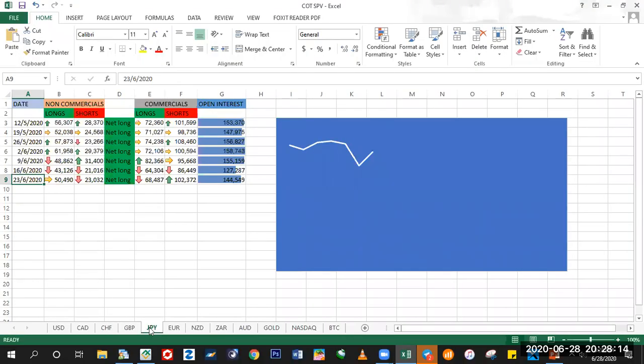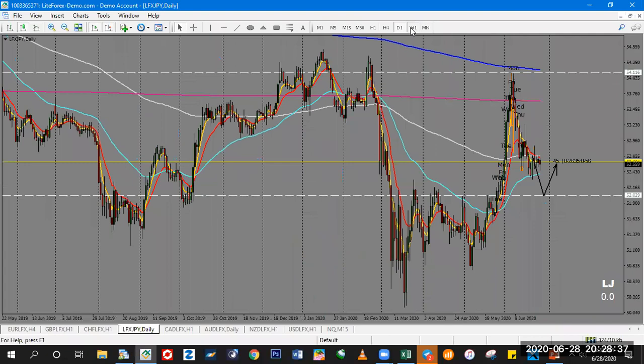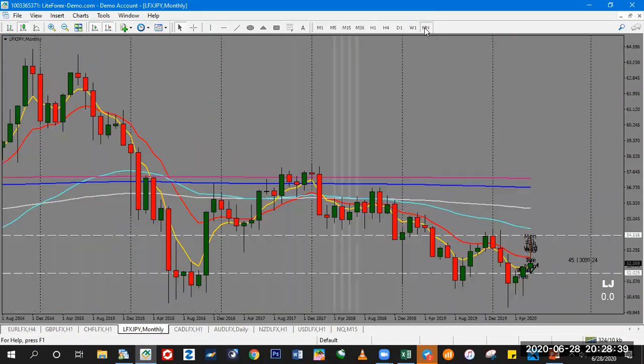We have JPY. There is an increase of orders on the longs here, around 7,000, and they have on the short here 2,000. We are net long. A slight increase in the open interest, so new orders came in. So a net long on JPY.